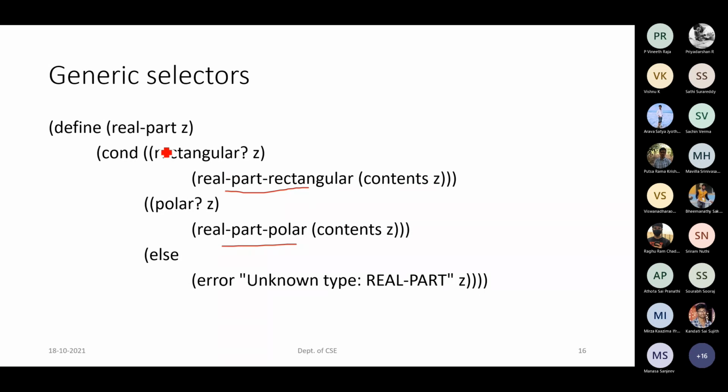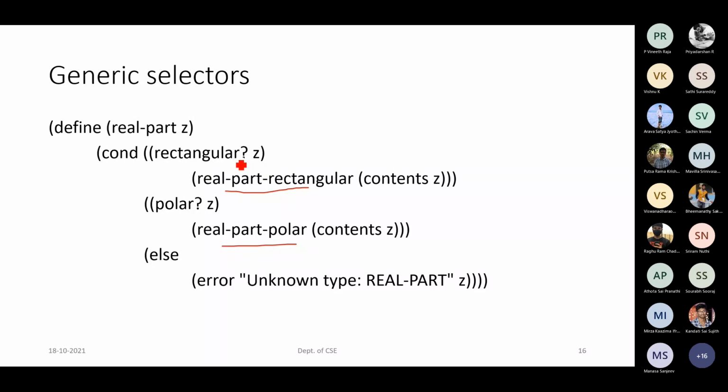So for that, how many conditions we have? We have the tag, it could be rectangle or it could be polar. Other than these two, if something else comes, then you have to say that it is an unknown type. So we have three conditions. Since we have three conditions, with respect to the syntax part, it will be easy if I go with cond. So cond, first condition I have verified it to be as whether it is rectangle.